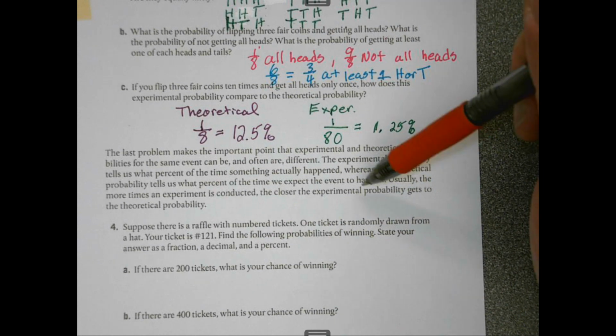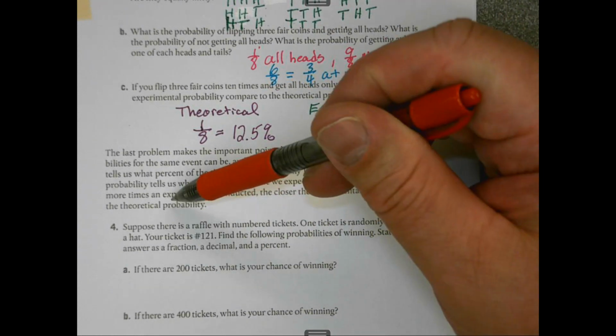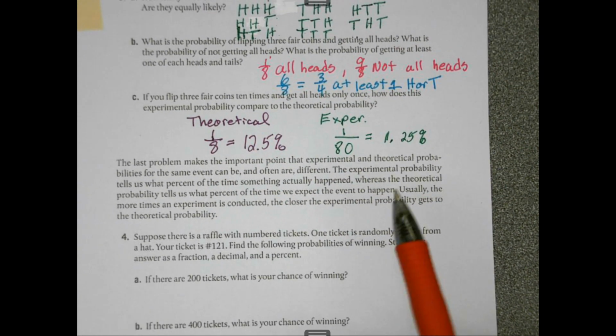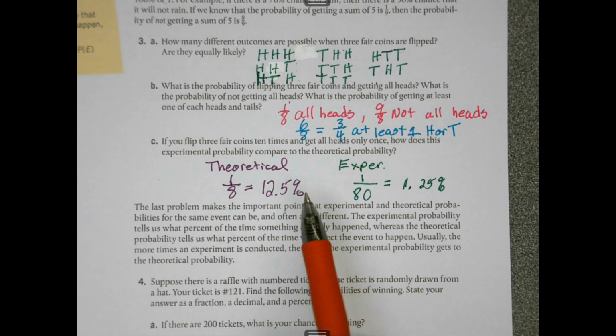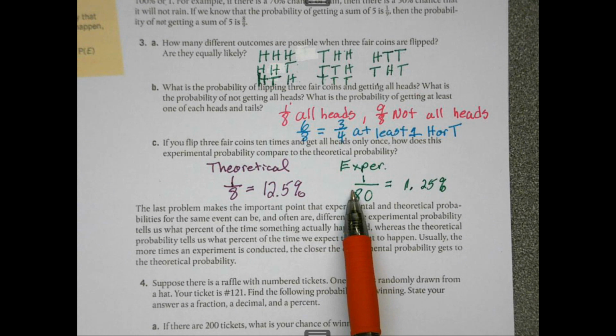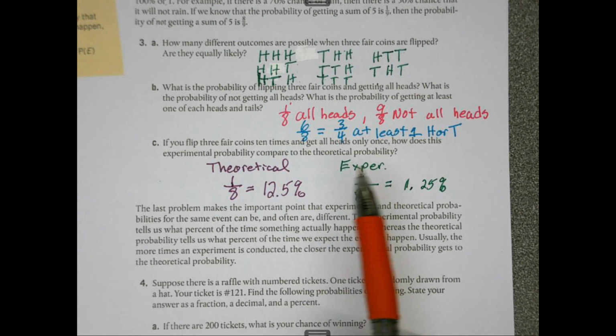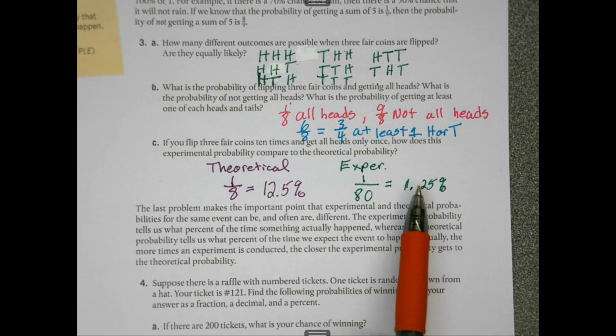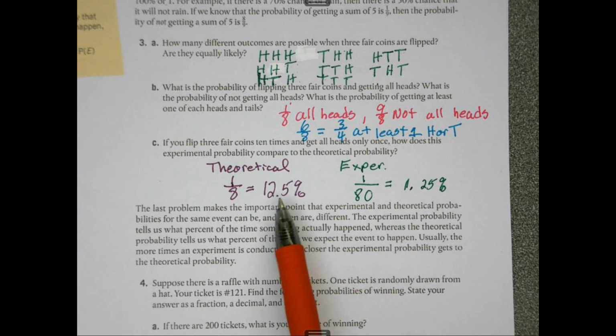Suppose there's a raffle with numbered tickets. One ticket is randomly drawn out of a hat. Your ticket is number 121. Find the probability of winning. State your answer as a fraction, a decimal, and a percent. There are 200 tickets. What are your chances of winning?